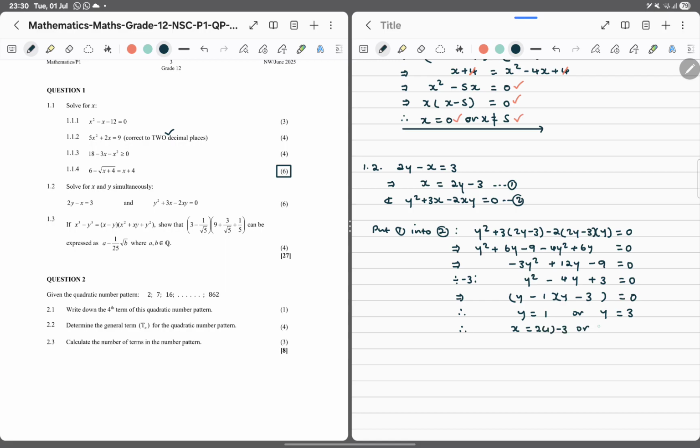2 into 1 minus 3, or x is equal to 2 into 3 minus 3. So this becomes minus 1, this becomes 3. Right. Again, we should not just celebrate the solutions, guys. We take this pair and put it back into one of the originals. The linear equation is much better.